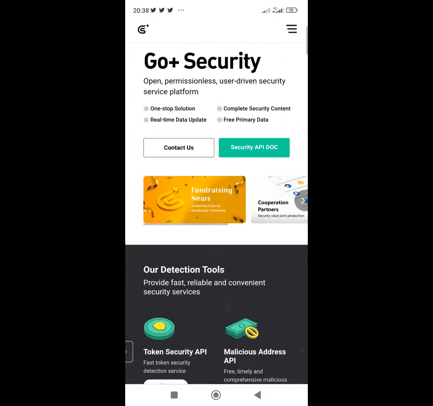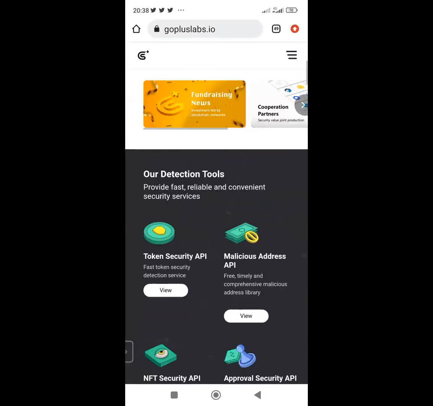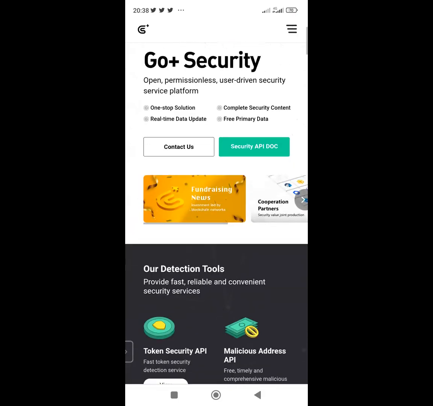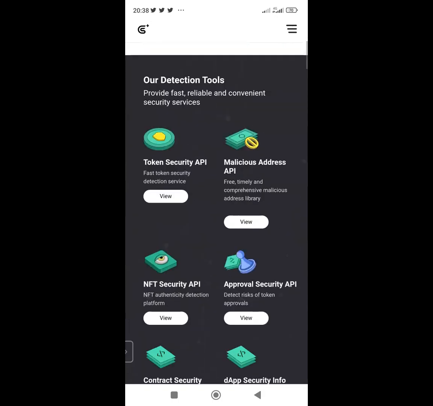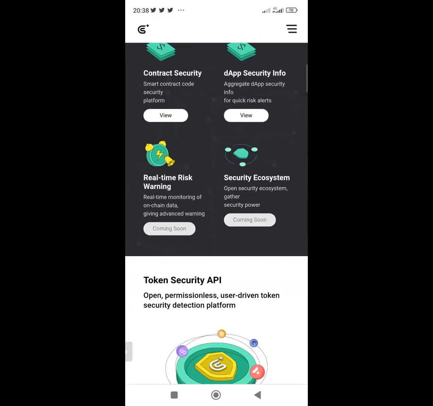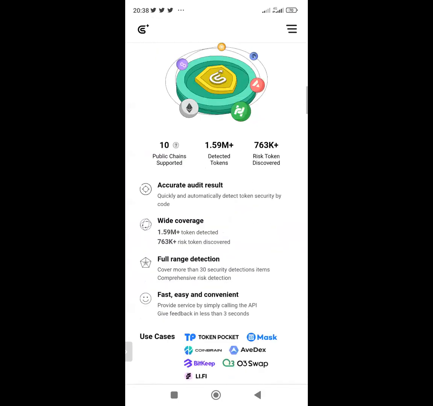So that brings us to Go Plus Security. Go Plus Security, as you can see, is open, it's permissionless, anybody can use it, it's user-driven, it's a security service. It's a security service for everyone.